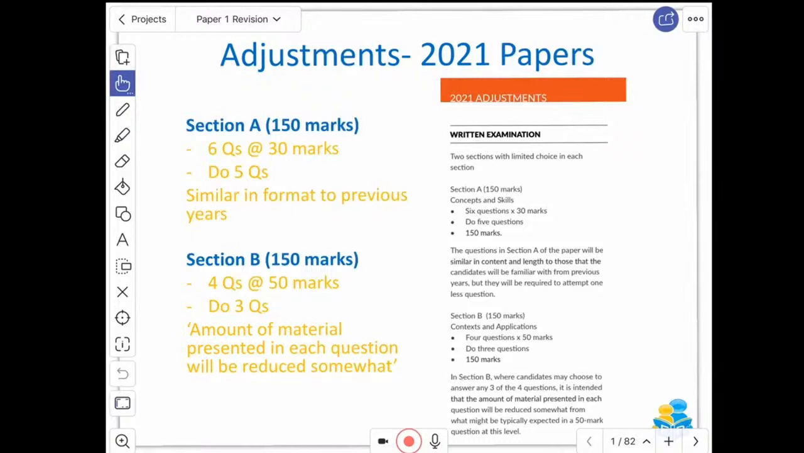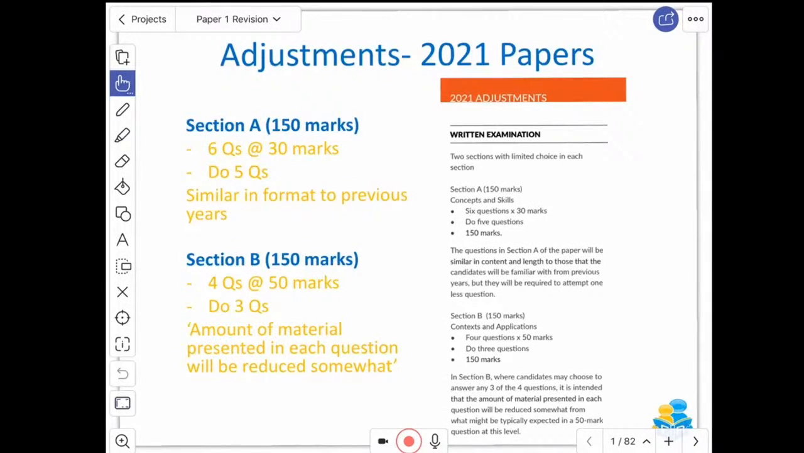So what we're being told is that for section A of both paper 1 and paper 2, there are going to be 6 questions on the paper, and these are worth 30 marks each. And what we need to be aware of then for, again, the 2021 paper, you are going to be expected to do 5 of those questions out of the possible 6. So that's for your section A. And we've also been told that it's similar in format to previous years. So again, when you're doing your revision, when you're practicing your exam questions, the section A questions are going to be very much the same as what you're used to seeing from previous years.